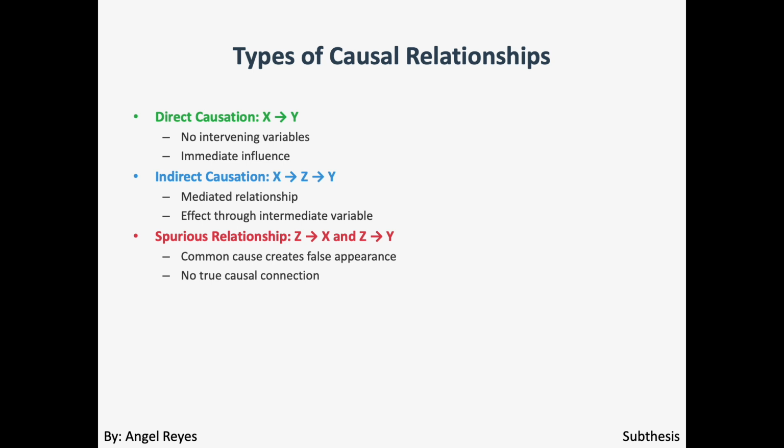Spurious relationships occur when a common cause creates the appearance of a relationship between X and Y, but there's no true causal connection. Remember our ice cream and drowning example. Both increase in summer because of temperature, but ice cream doesn't cause drowning.